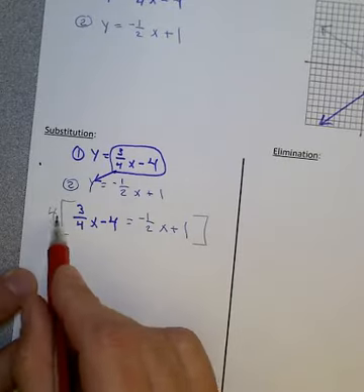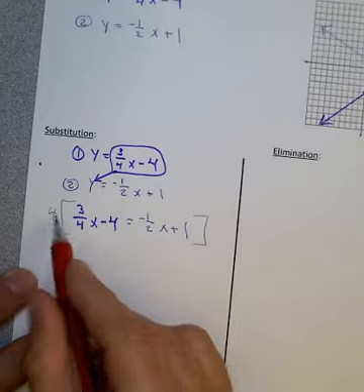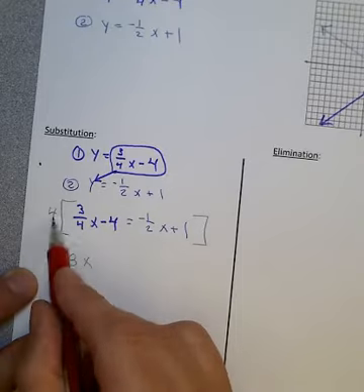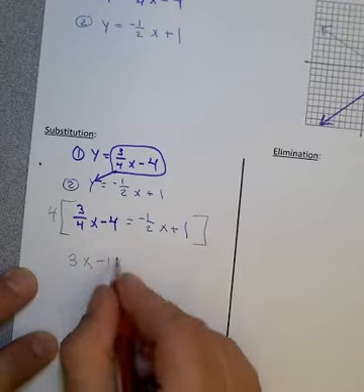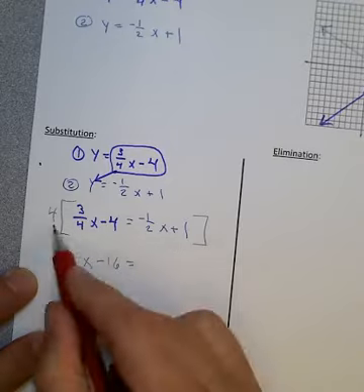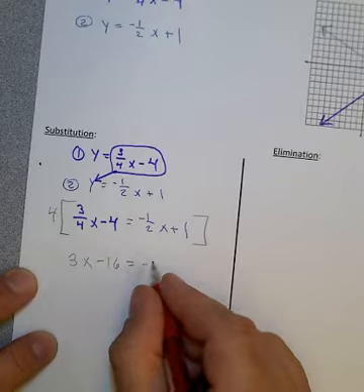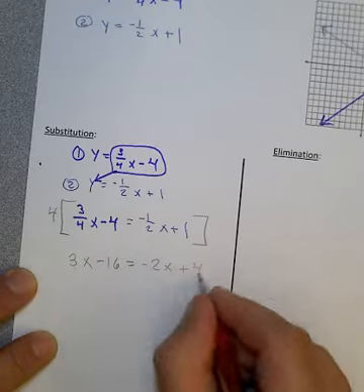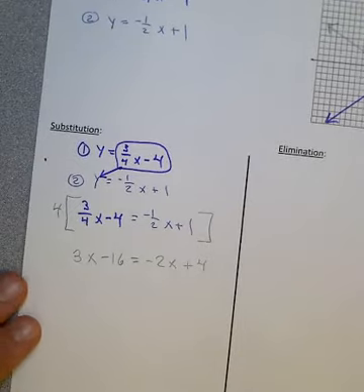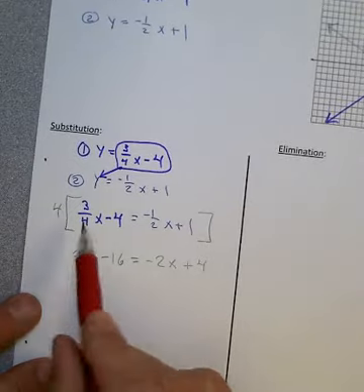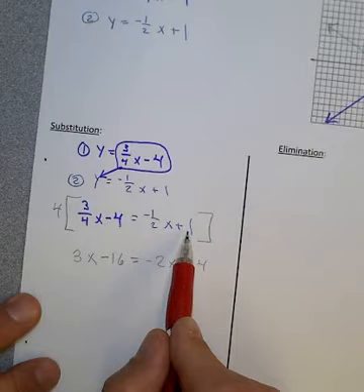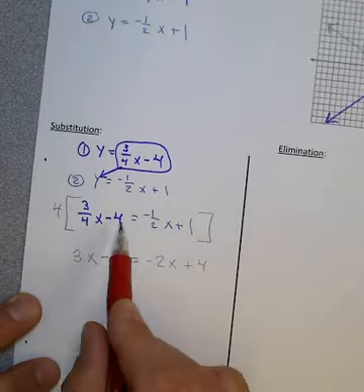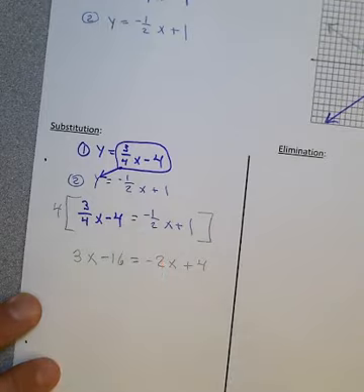4 times 3/4, the 4's reduce, and just leave me with 3x. 4 times negative 4, negative 16. 4 times negative 1/2, negative 2x. 4 times 1, 4. Now, a mistake people make when they're doing this is they multiply everything but maybe the 1, and then you get the wrong answer. You have to make sure that you multiply each term if you're going to do that.